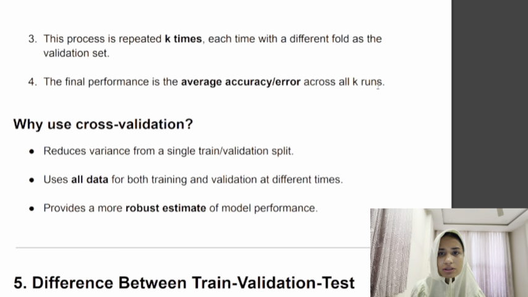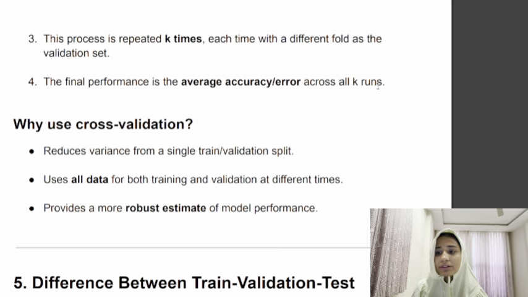Why use cross validation? It reduces variance from a single train or validation split. It uses all data for both training and validation at different times. And it provides a more robust estimate of model performance.